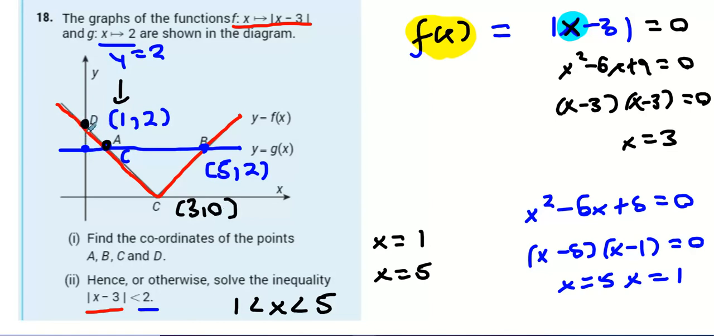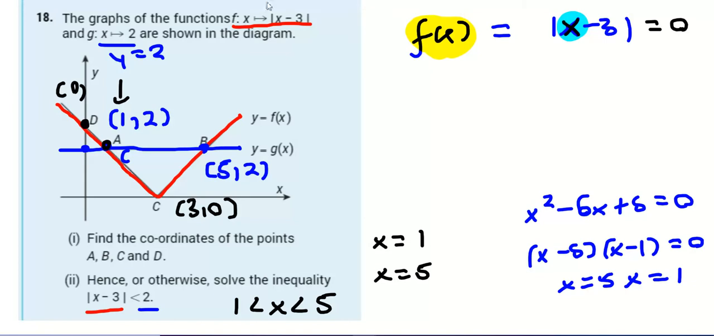Now, finally, what about this one here, D? What's the x value for D? 0. So sub in x equals 0. What happens then? 0 minus 3? And what is the modulus of minus 3? 3. And D is 0, 3. Is that right? You might need to see it again another time before a test or whatever, but that's not too bad.